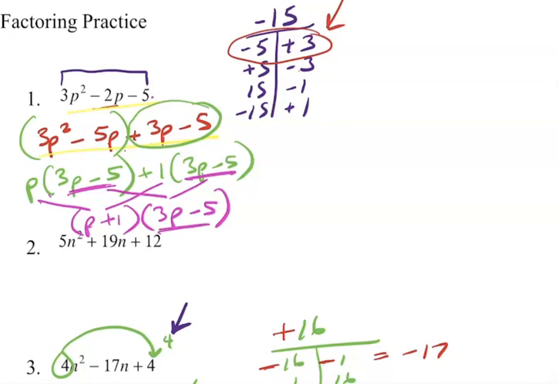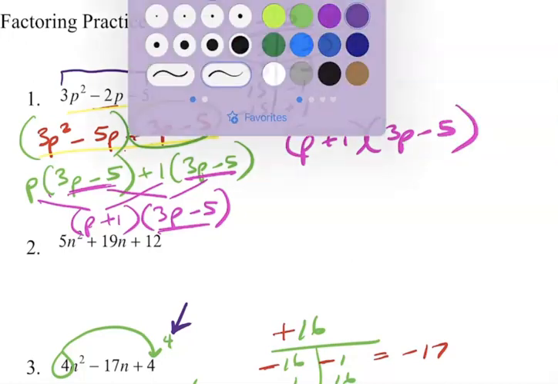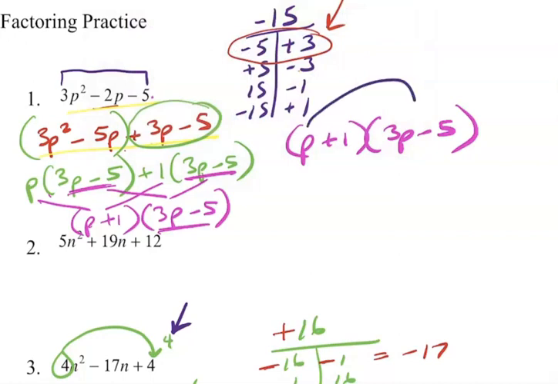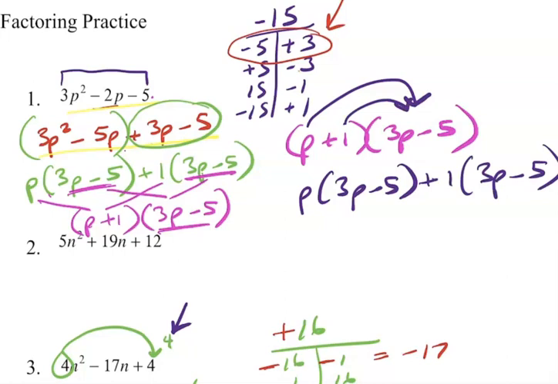Because remember, if you saw this multiplied by this, the way you would multiply it is you'd say, okay, it's p times everything over here plus 1 times everything over here. So we're just doing the distribution, but we're doing it backwards. We're factoring it. Okay? That's called grouping. Some people like that method better than the slide and divide. I don't know what you prefer. I'm a guess and check person myself, but I've been doing this 100 years.